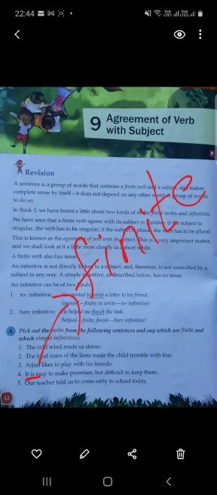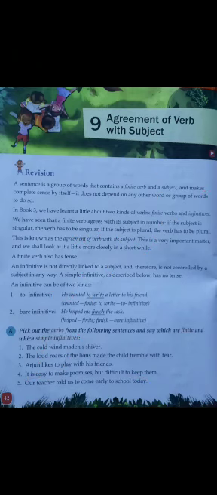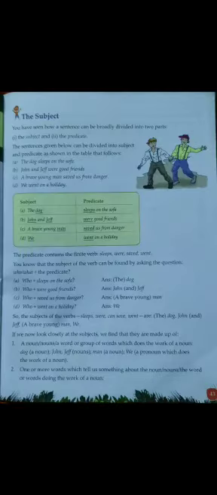Next, it is easy to make promises but difficult to keep them. So to make, to keep, what are these? Verbs, right? The verbs have been preceded with what? To. If it is to plus verb, that is an infinitive, right? So these two are infinitives. You complete the third one and the fifth one, children.